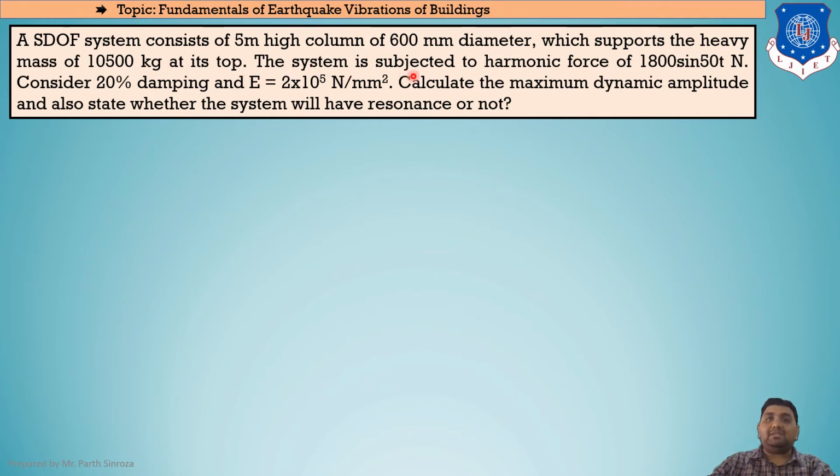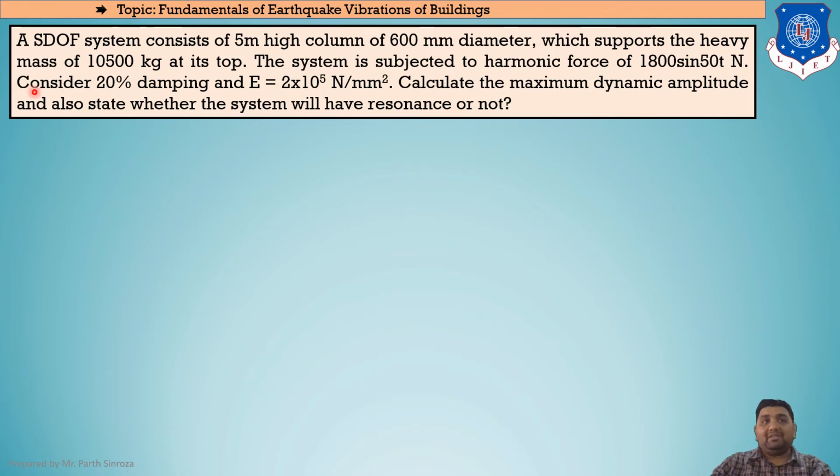Clear? The system is subjected to harmonic force. Harmonic force, that means it is given as applied force, or you can say F of t. Whenever the force varies in terms of time, it is termed as harmonic force. So harmonic force is given to be 1800 sine 50t. It is given in the equation form. We will be looking now at how to decrypt this equation.